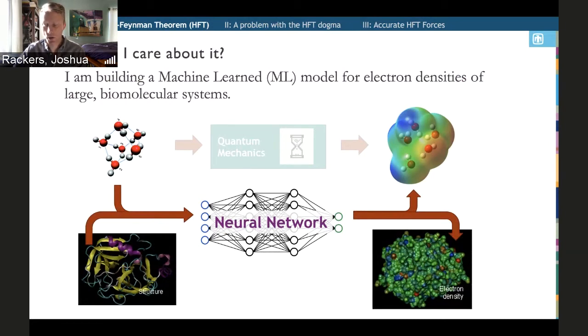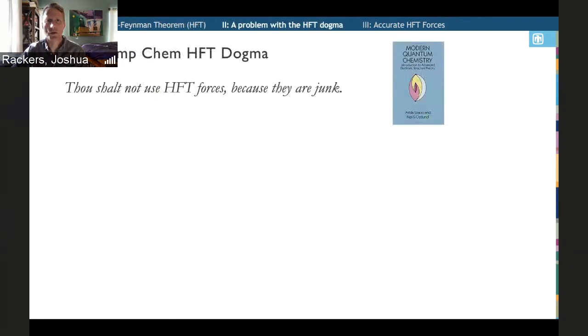Okay, so why does this tie into the Hellmann-Feynman theorem? In short, I want to use the densities that I predict from these machine learned models to calculate forces. And so I set out to understand this problem of can we use the Hellmann-Feynman theorem to calculate forces? And the short answer I get from everyone when I ask this question is no. The dogma in computational chemistry and quantum chemistry is thou shalt not use Hellmann-Feynman theorem forces because they are junk.